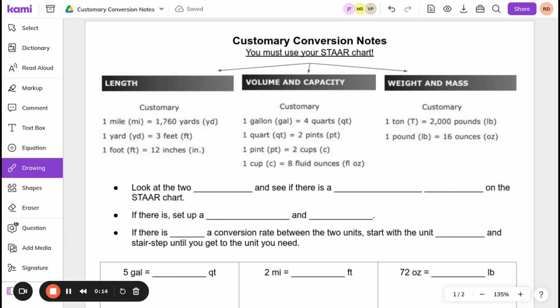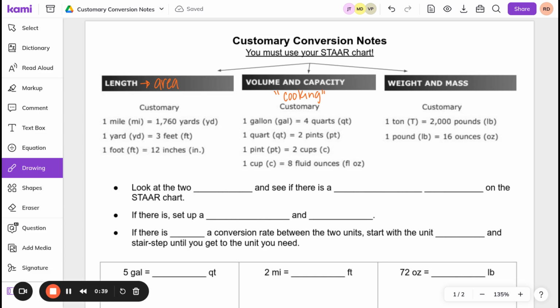So when we're talking about these length measurements, for example, we would use length when we're talking about area or if we're measuring a room or really anything where we're just trying to find the distance from one end to the other. Your volume and capacity measurements are often used in cooking. And then weight and mass is pretty self-explanatory. We use that to find the weight of items.